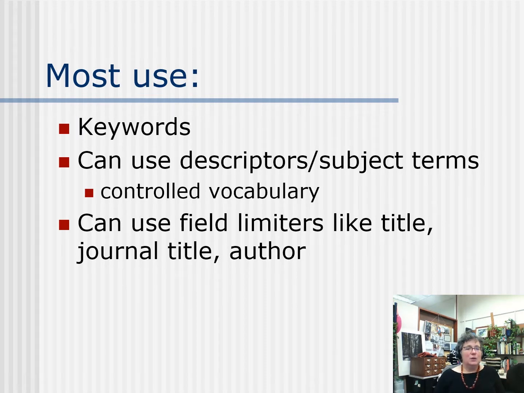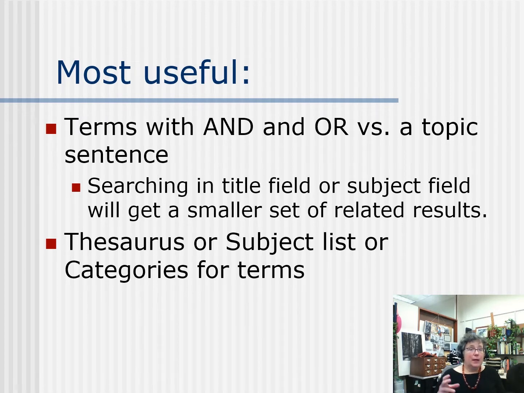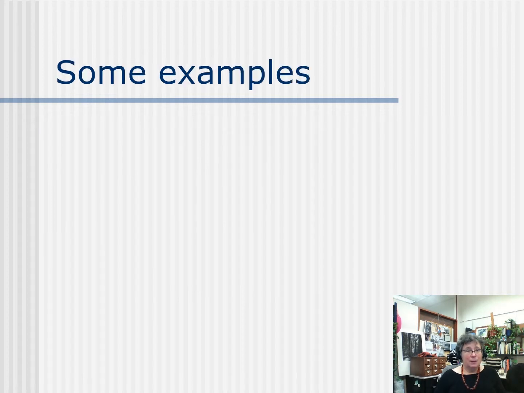Most of the time they are using keywords, or most people when they're searching in databases use keyword searches, but the subject terms I find really useful. And also you can use field limiters, like putting the terms in and finding them in a title. And that will usually also give you a more relevant, smaller set. So terms with ands and ors versus typing in a sentence. Using the title fields or the subject fields will often get you a more precise set when you get your retrieval, and then the subject terms. So some examples.